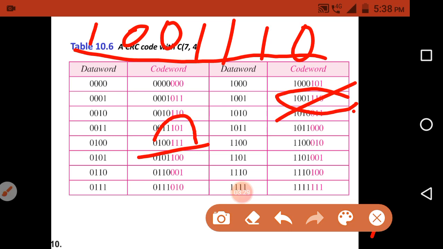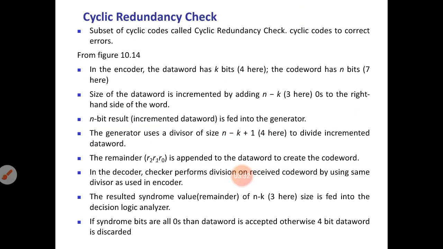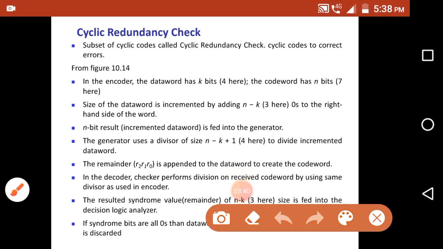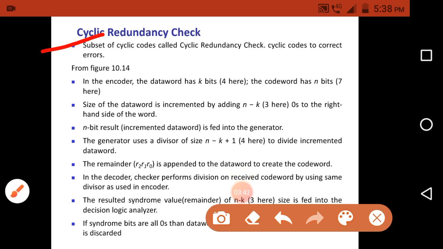Next we will move to the cyclic redundancy check. So what is the cyclic redundancy check? The cyclic redundancy check is a subset of cyclic codes, and cyclic codes are used to correct the errors. So in the cyclic redundancy check I am using the cyclic codes to correct the errors.